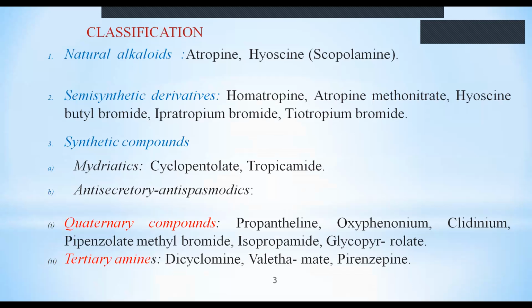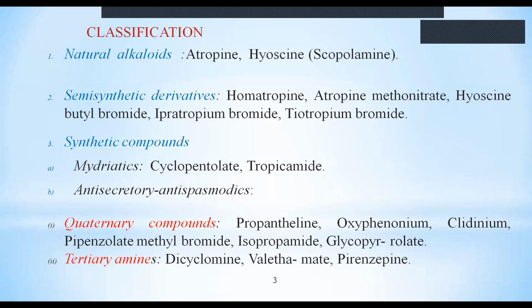The classification of these drugs is like this. The first one is the natural alkaloids obtained from plants, like atropine and hyoscine. Hyoscine is also known as scopolamine. The second one is the semi-synthetic derivatives. These are homatropine, atropine methonitrate, then hyoscine butyl bromide, ipratropium bromide, and tiotropium bromide. So these are semi-synthetic derivatives.